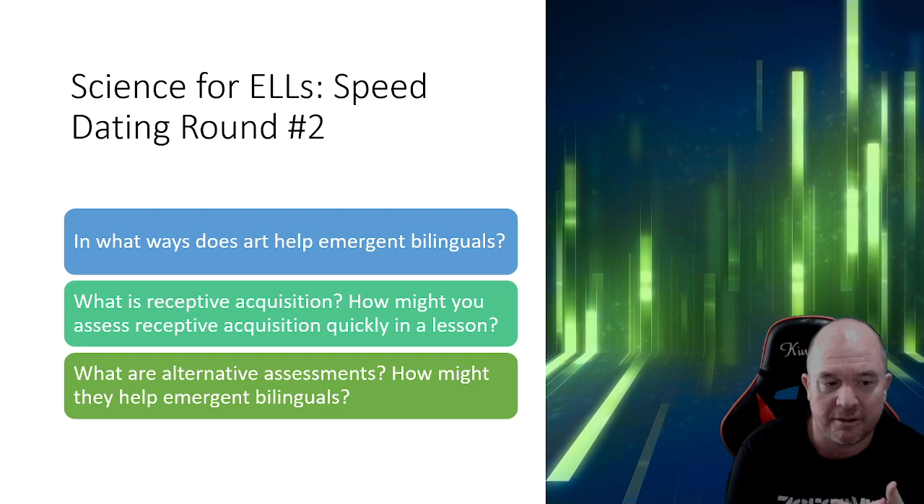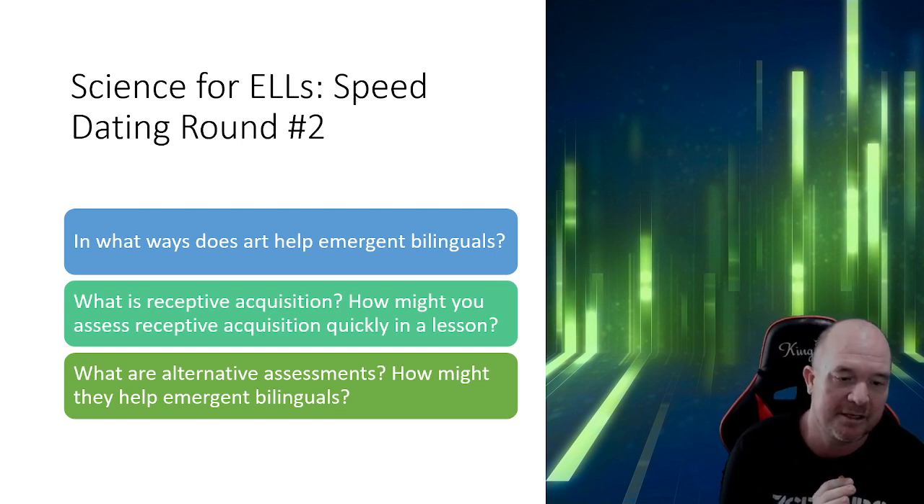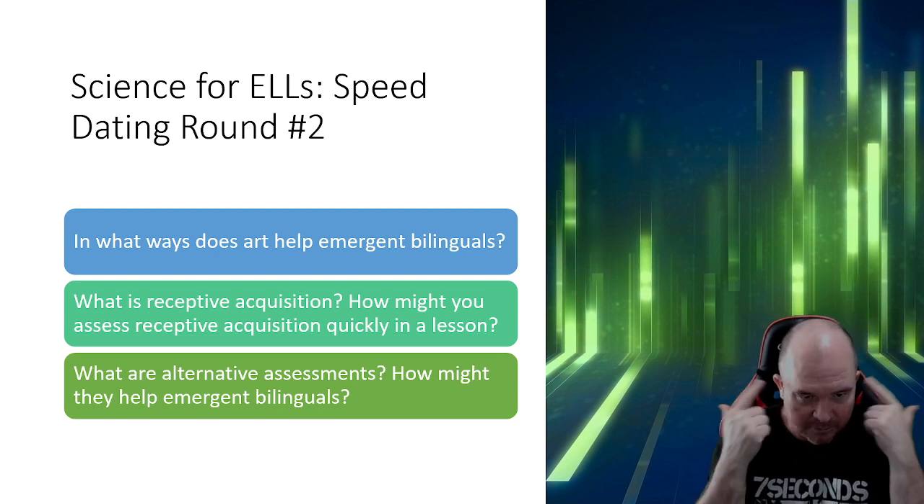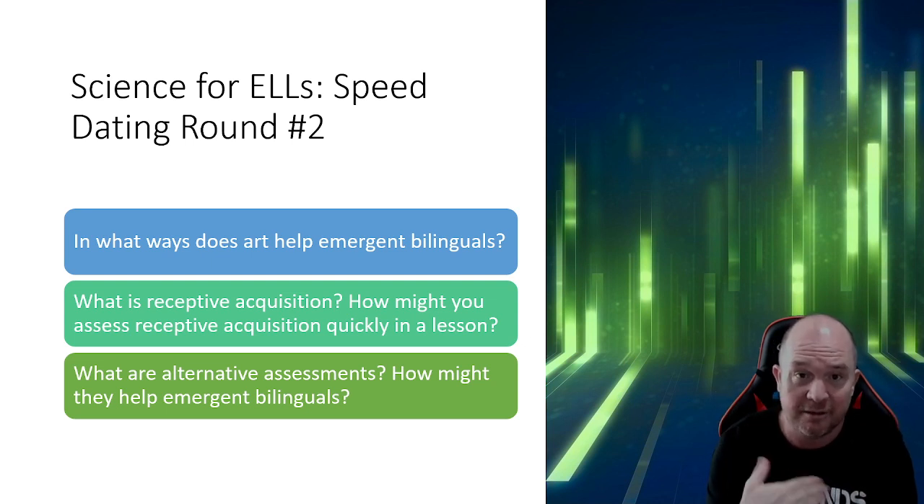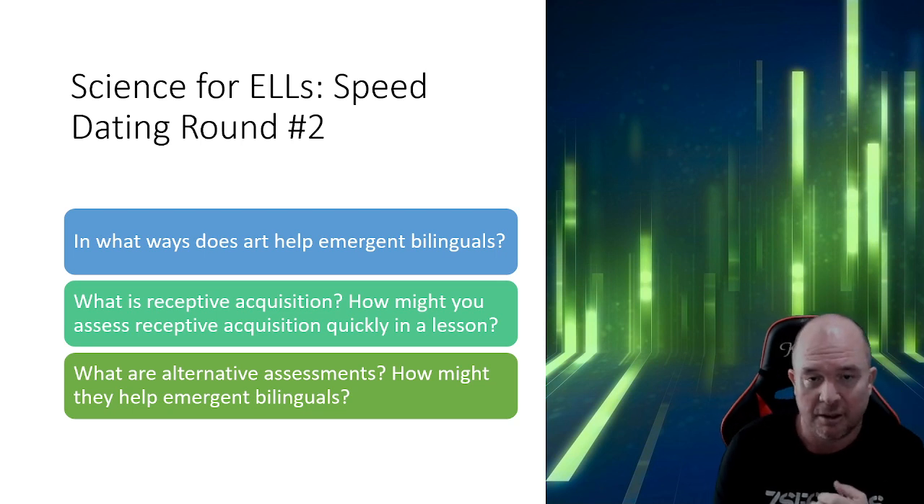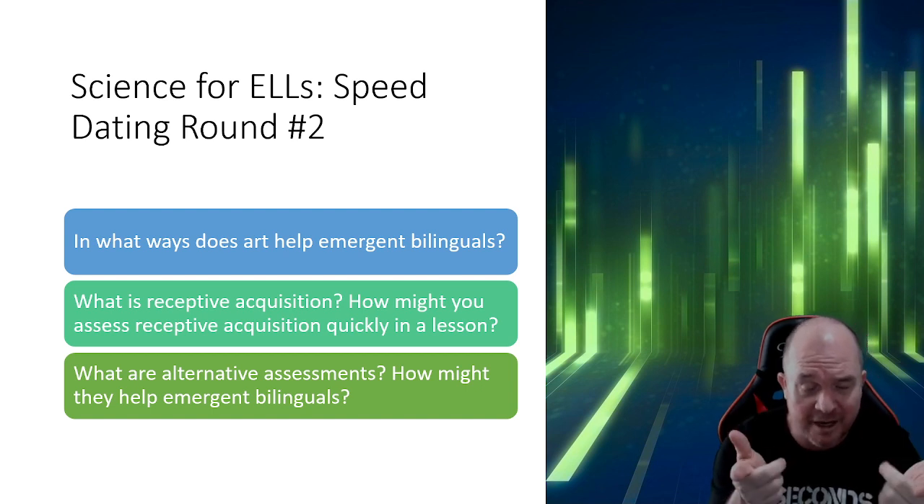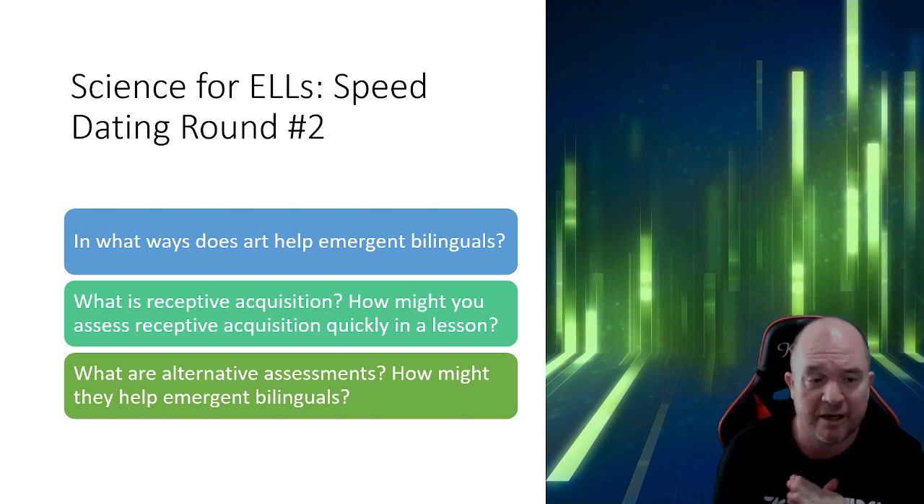I want you to then think and write on: what is receptive acquisition, and how might you assess receptive acquisition quickly in a lesson? Receptive language is all listening and reading. So listening and reading is receptive language. And so you need to quickly assess: are your emergent bilinguals understanding what you're saying, but also understanding what you are giving them to read? You need to think about how you do that quickly.